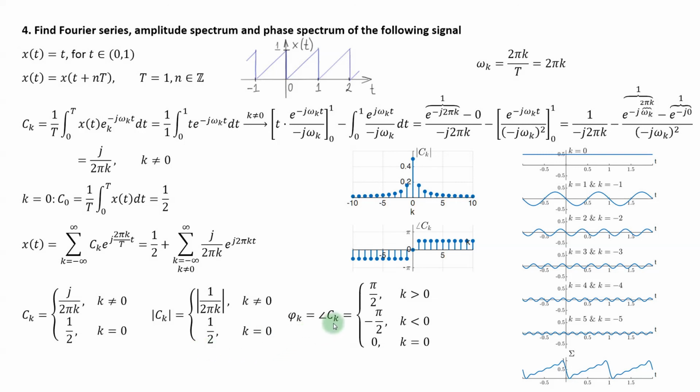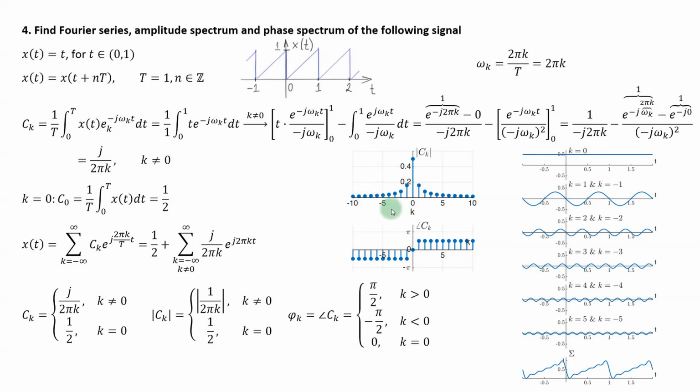Now the phase spectrum. This is a purely imaginary number, so when k is positive, the phase of this complex number is pi over 2. When k is positive, my phase is pi over 2. But when k is negative, this number will have negative imaginary part, therefore its phase will be minus pi over 2. When k is 0, this is just a real number, so the phase is 0.